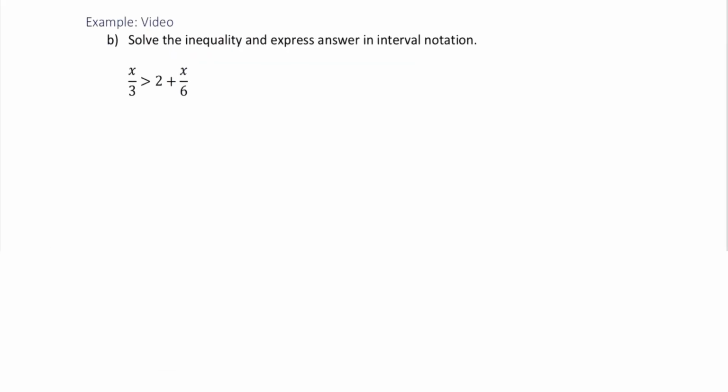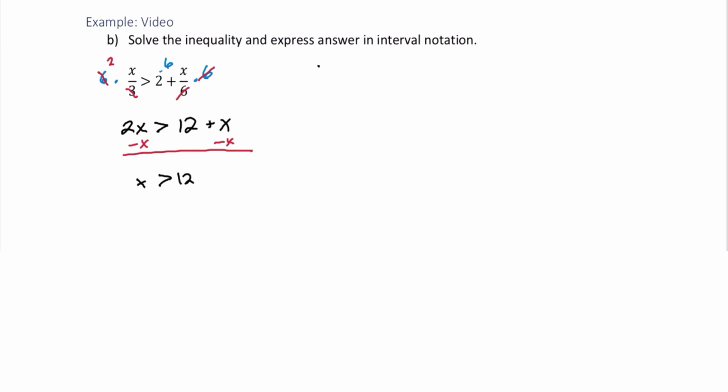In this example, notice we have fractions. Let's remove those by multiplying by the LCD, which in this case is 6. On the left, 3 goes into 6 twice. On the right side, 2 times 6, there's nothing to reduce. But then on the far right, the two 6's will reduce out, leaving us with 2x is greater than 12 plus x. From here, let's move the x to the left side. We'll get x is greater than 12.